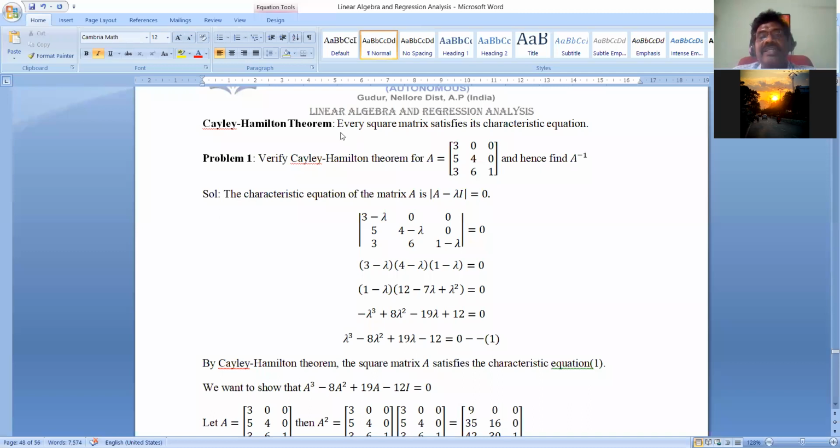That is called the statement of the Cayley-Hamilton theorem. Unfortunately, the proof of this theorem is not included in your syllabus, because engineering is application oriented. That's why we need to solve problems and apply the concept in the engineering field. That's why the proof is not included in our syllabus.